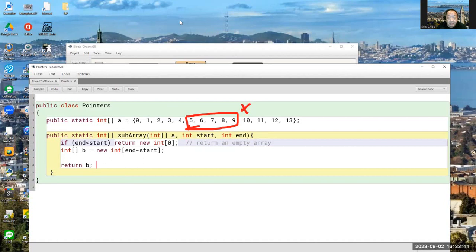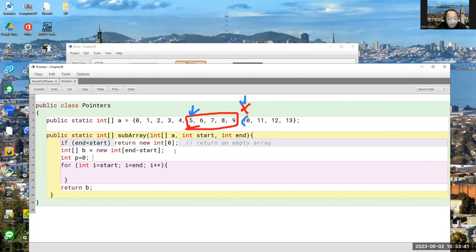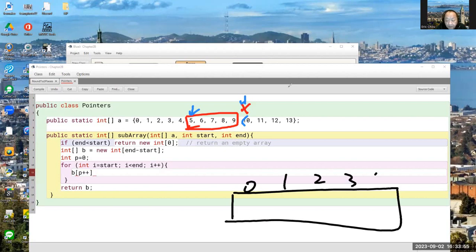So we start copying the data from here to here, but not including this one. So we will do for integer I equals start, I less than end, I increase. And here we will use integer P equals 0. So B is traversed by P, every time it increases by 1 after the operation. So initially your new array has index 0, 1, 2, 3, 4. P equals 0, you put a 5 in there. P equals 1, you put a 6 in there, right?